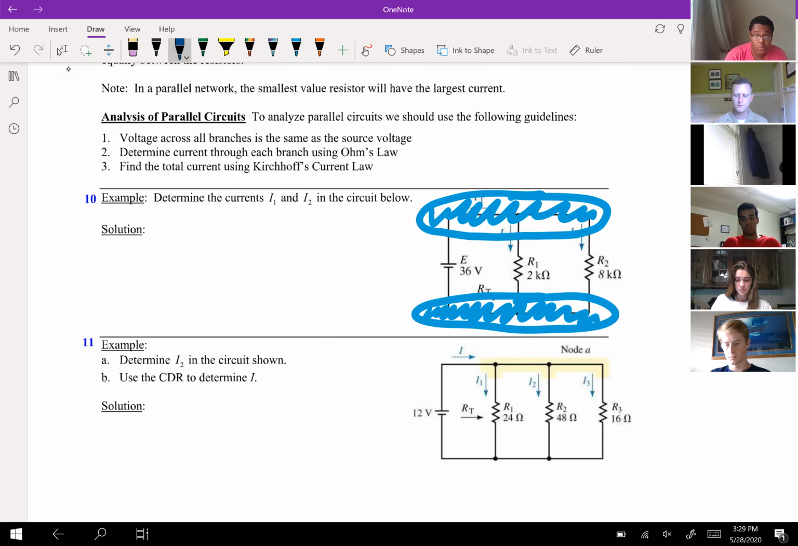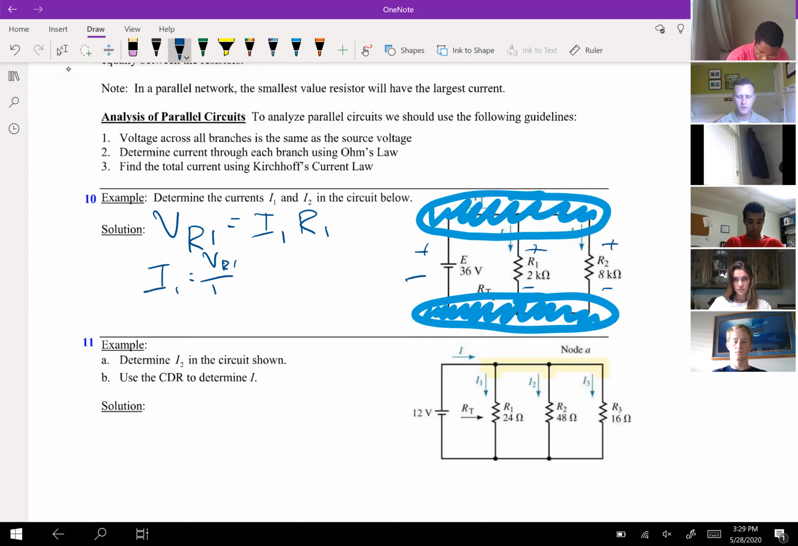So that means that 36 volts, that is from here to here, is the same as across here, R1, and it's the same across R2. So if I know the voltage across R1, I need to solve for I1, and I have R1. So if I'm solving for I1, it's simply VR1 divided by R1. Well, that voltage is the same because they're all in parallel. So 36 divided by 2, that comes out to 18 milliamps because that was 2 kilo ohm.